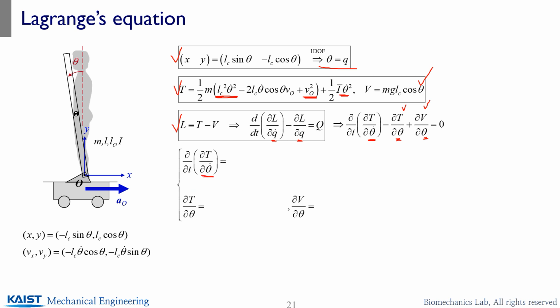Okay, so take a derivative of kinetic energy with respect to theta dot. The first one has a derivative term, the second one has 2 L c cosine theta, and this doesn't have a theta dot related term, so you don't have to consider that. And you also have a theta dot term derivative here.